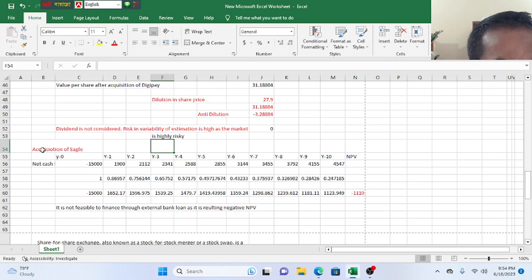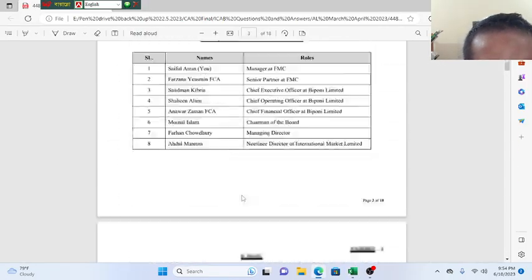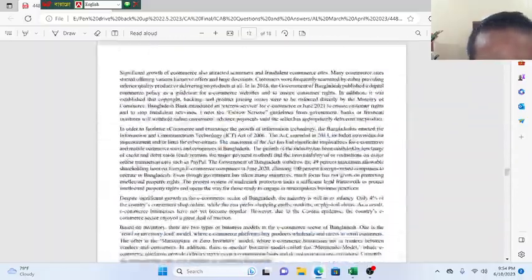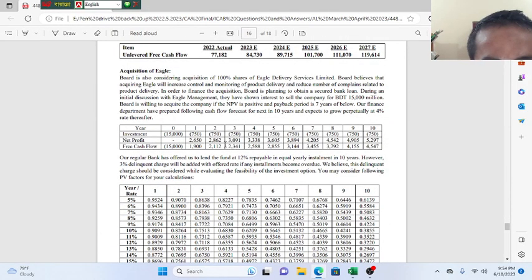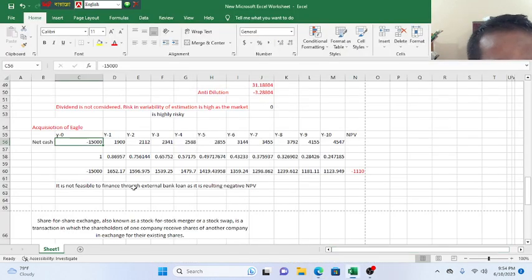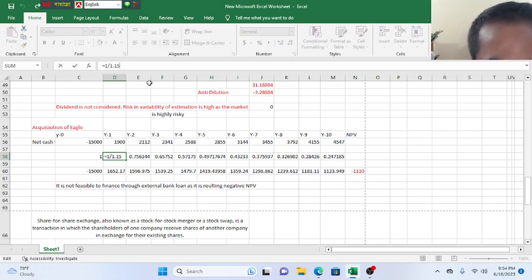And another, acquisition of Equal. Acquisition of Equal is estimated 15,000, their net investment. This is taken from this. 15,900 is this 10 years estimation, and the discount rate used is 16%. 16 into 0.7, 11%, it should be 11%.